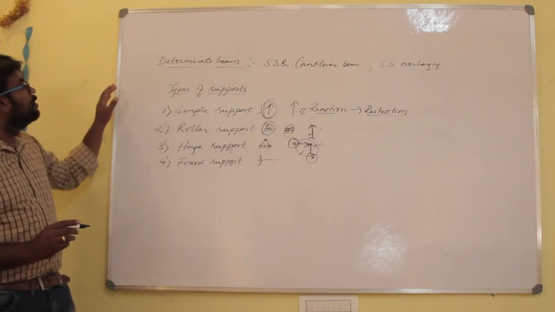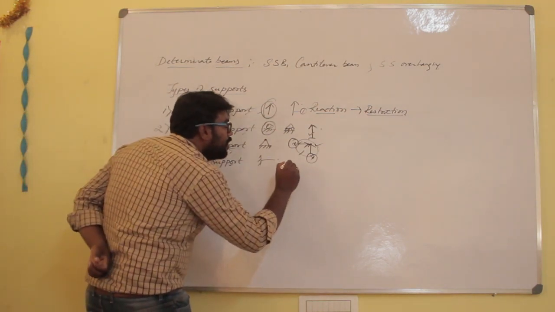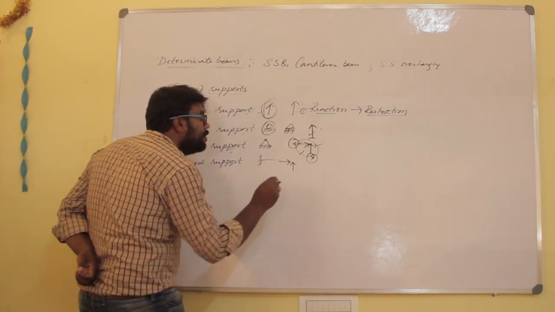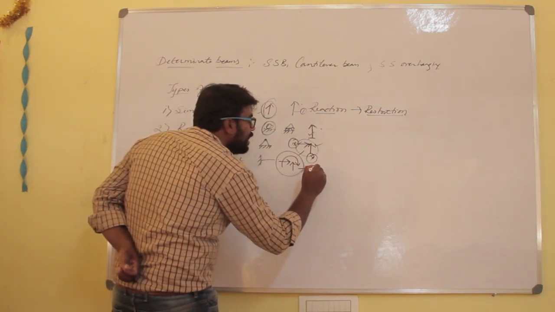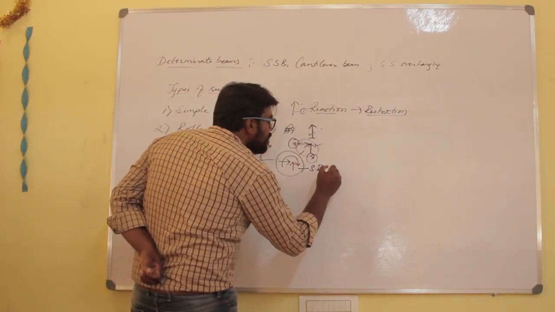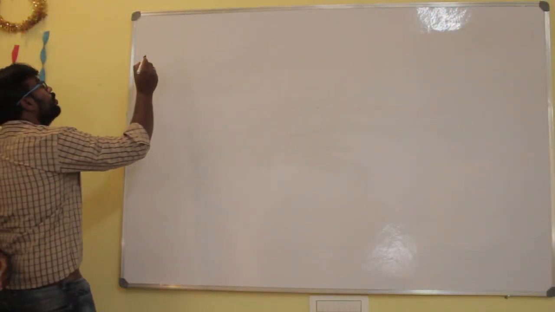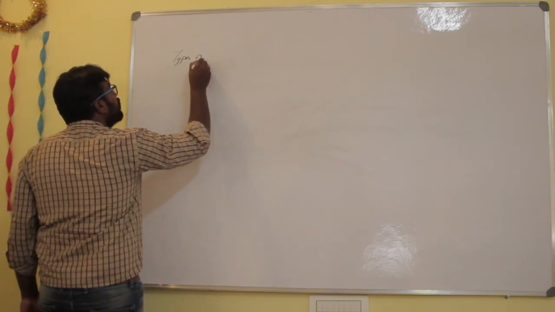Similarly, for a fixed support, for example this board is fixed. It will not allow vertical movement, horizontal movement or rotation. So how many reactions will come? Totally 3 reactions will come in a fixed support. Now we will go with types of loads.